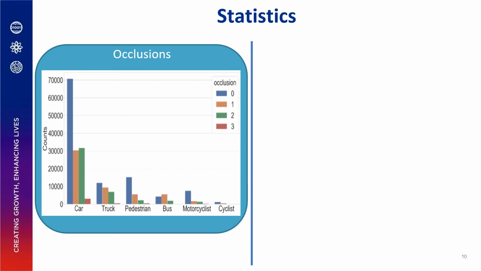In this figure, we show different occlusions for different classes. For cars, 70,000 labels have absolutely no occlusion and about 30,000 each have major and minor occlusions. For trucks and buses, because they're bigger in size, the numbers of minor and major occlusions are actually quite high. However, for pedestrians, motorcyclists, and cyclists, because these are very small in size to begin with, under major occlusion you're not able to see these classes, and hence you see very few labels for that.